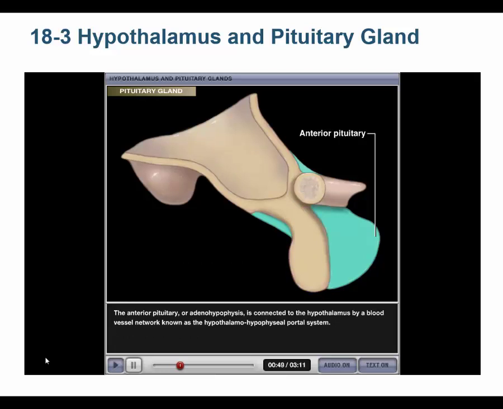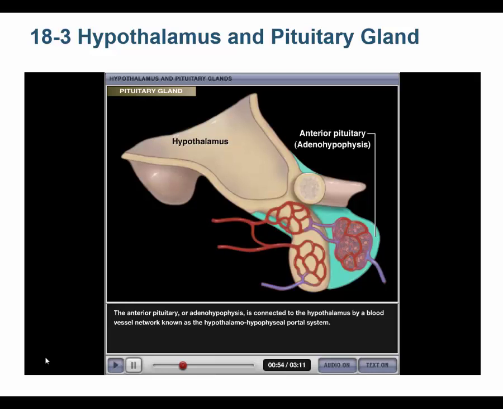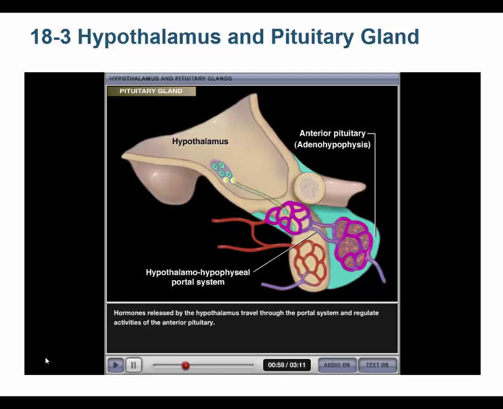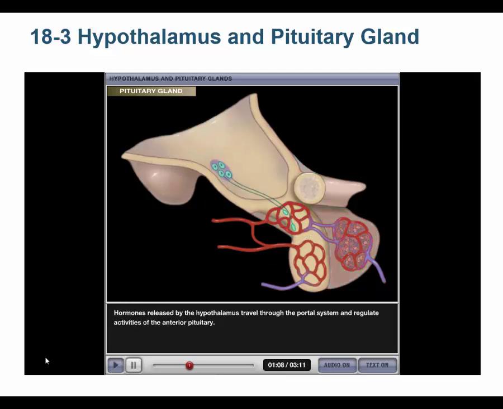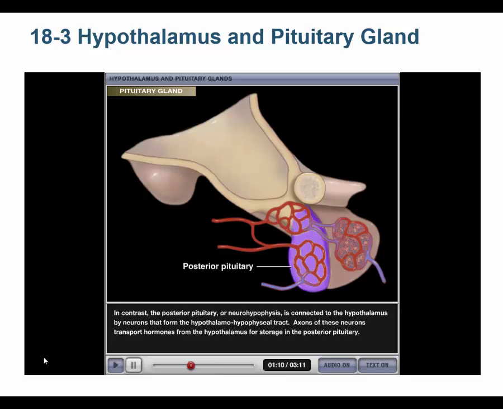The anterior pituitary, or adenohypophysis, is connected to the hypothalamus by a blood vessel network known as the hypothalamo-hypophyseal portal system. Hormones released by the hypothalamus travel through the portal system and regulate activities of the anterior pituitary. In contrast, the posterior pituitary, or neurohypophysis, is connected to the hypothalamus by neurons that form the hypothalamo-hypophyseal tract. Axons of these neurons transport hormones from the hypothalamus for storage in the posterior pituitary.